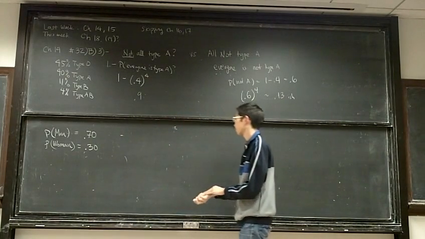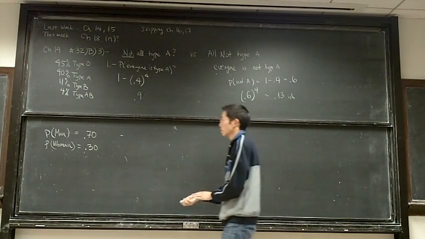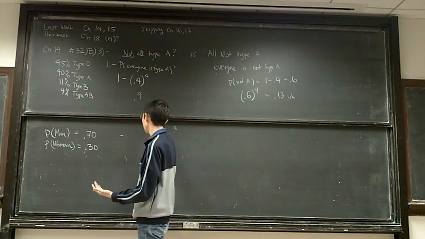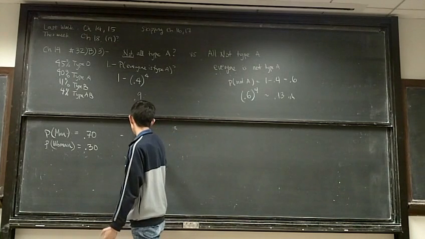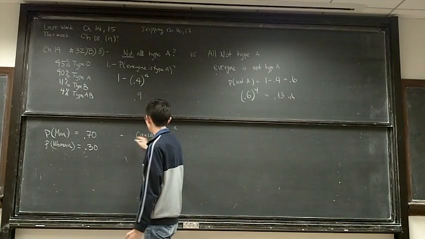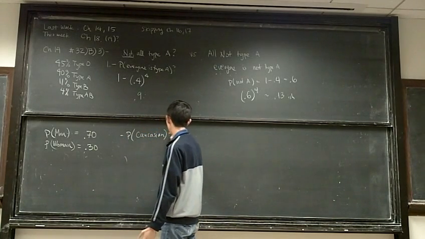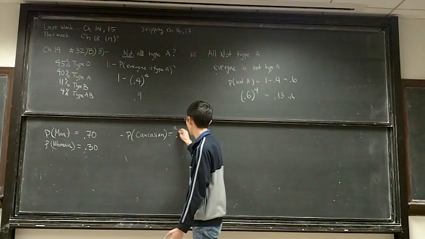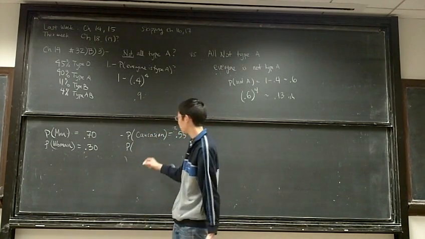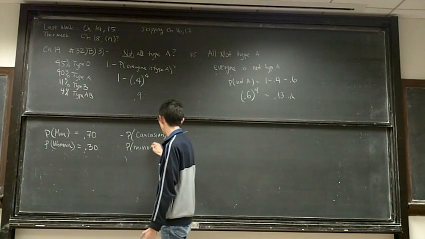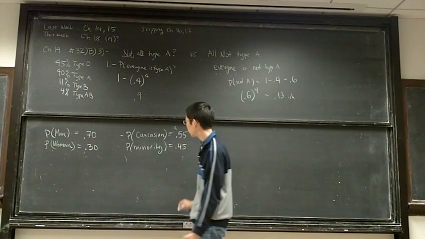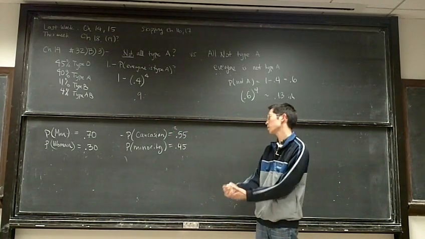Meanwhile, let's say at the engineering school we're looking at different races. So we'll just say the probability that a student is Caucasian is 55%, and the probability that it's a minority race is 45%.